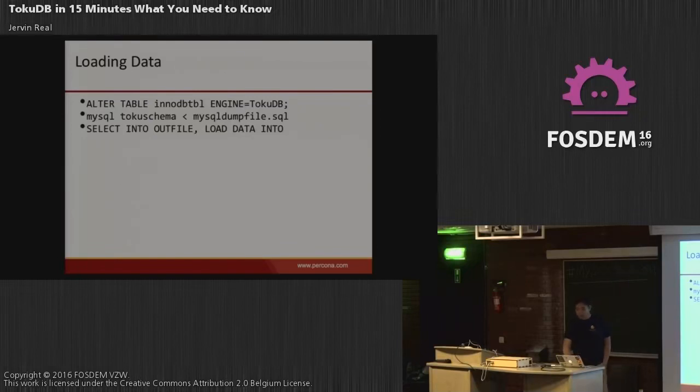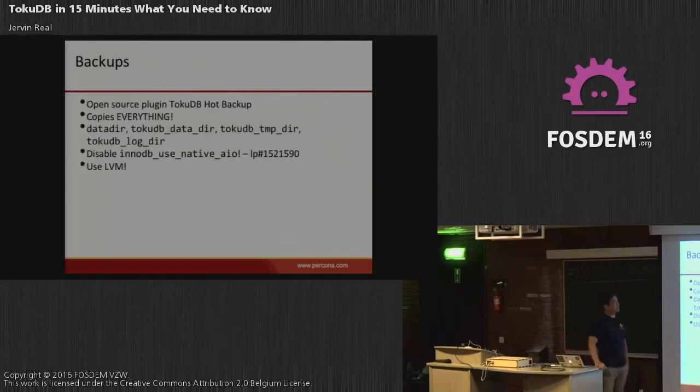Backups: there's a backup plugin for TokuDB, and it's TokuDB Hot Backup. It can take consistent backups of your TokuDB tables, but there are catches to that. It copies everything. So if you have alien files in your data directory, your temp directory, or your log directory, for example, large compressed files that you accidentally kept in those directories, they would also be copied. So if they're larger than your data, then you're wasting backup disk.